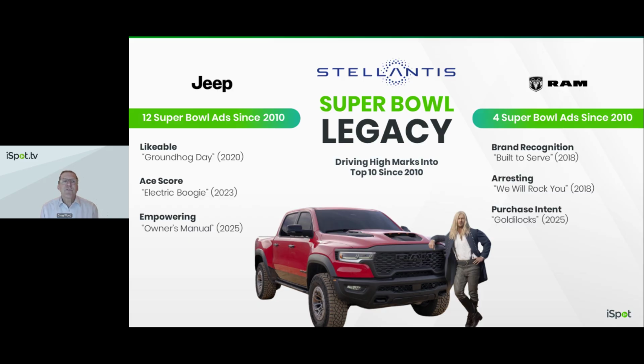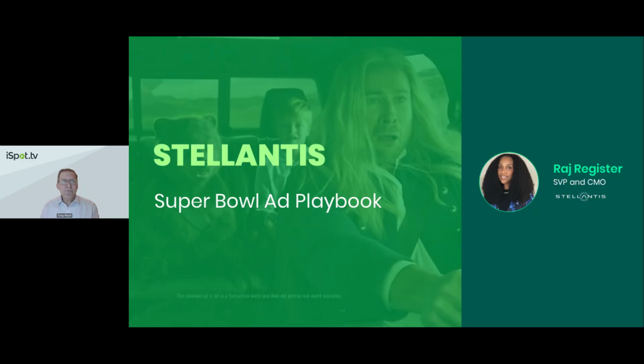And this year's Owner's Manual from Jeep, starring Harrison Ford, of course, was one of the most empowering ads of the year. And likewise, Ram has got some really good showcase ads as well. Built to Serve back in 2018 was extremely well branded. We Will Rock You was a very attention-grabbing ad, what we call arresting. And this year's Goldilocks spot connected quite effectively on purchase intent, which was one of the objectives in the brief. So that brings us to our guest, Raj Register, who will take it from here and walk us through some of the background of the Ram ad.